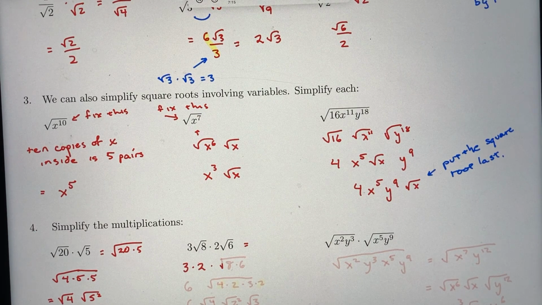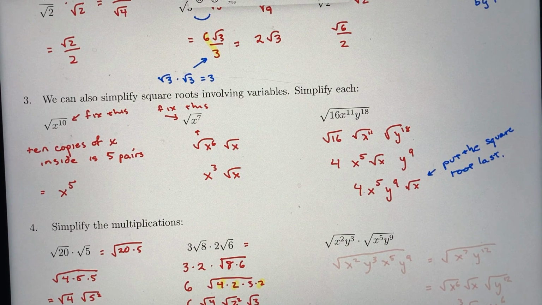Keep the things outside. So let's multiply the 3 times 2. Looks like I've got another pair of 2s and a 4. So 6 times 2 times 2 times root 3. 4 times 6 is 24. There you go. That was a little tricky.